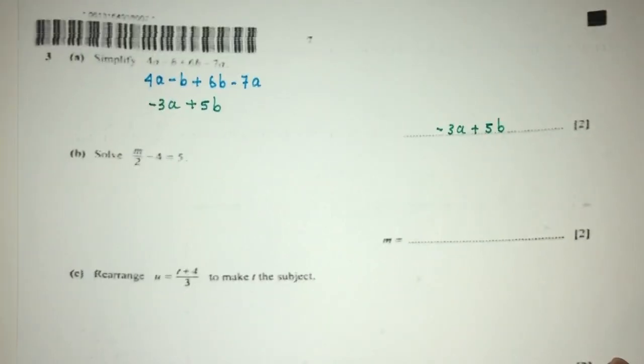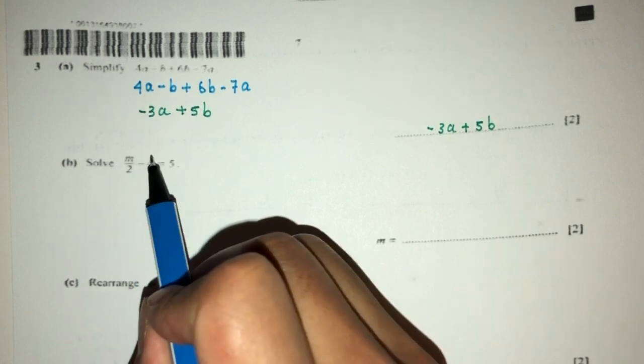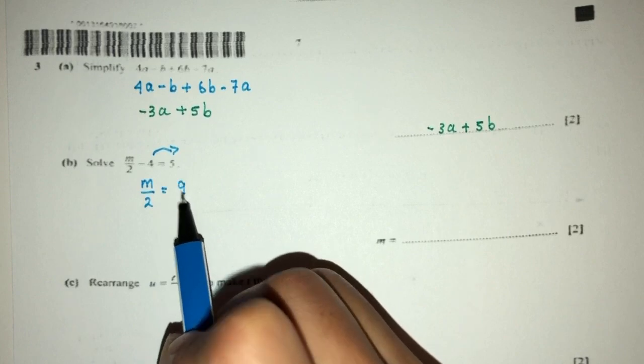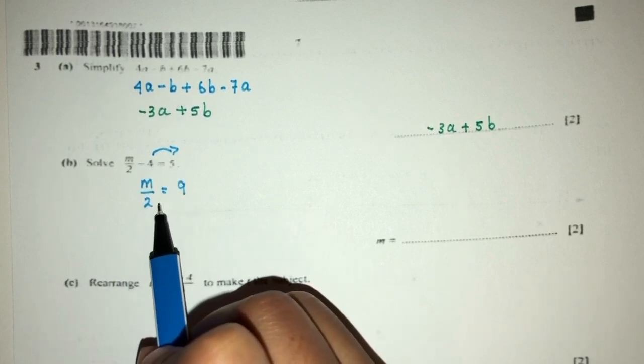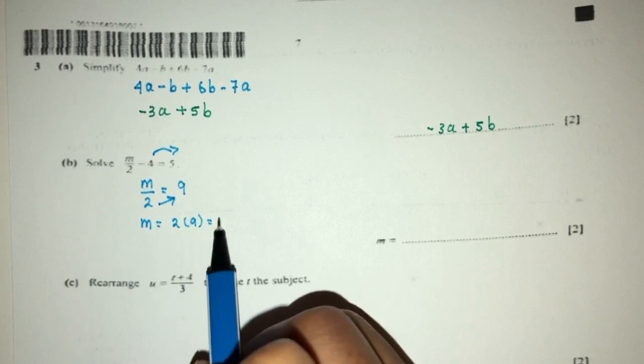Now for part b, we have to solve this equation, which means we have to find the value of m. First thing first, we can send this over here. You will have m over 2, that should be 9. 5 plus 4 is 9. Then we have to send this over here. m will be 2 times 9, and that should be 18.